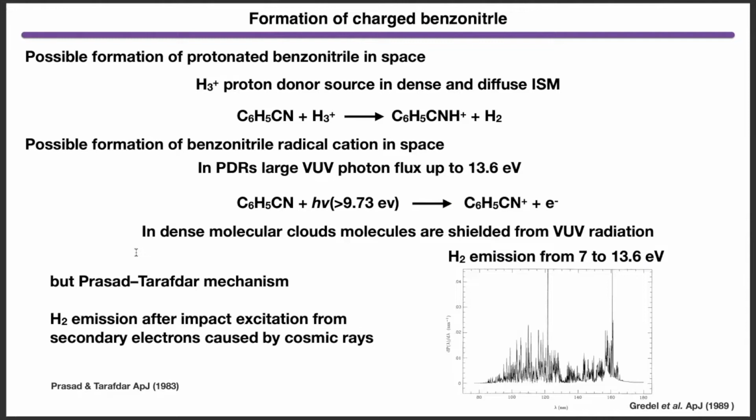And for benzonitrile radical cations, you can get them in the edge of dark clouds, where you have photon flux up to 13.6 eV, and the IP of benzonitrile is below 10 eV. Also, I'm not a specialist, but it seems that you can also get some UV radiation inside dense cloud from this H2 emission after impact from electrons resulting from cosmic rays.